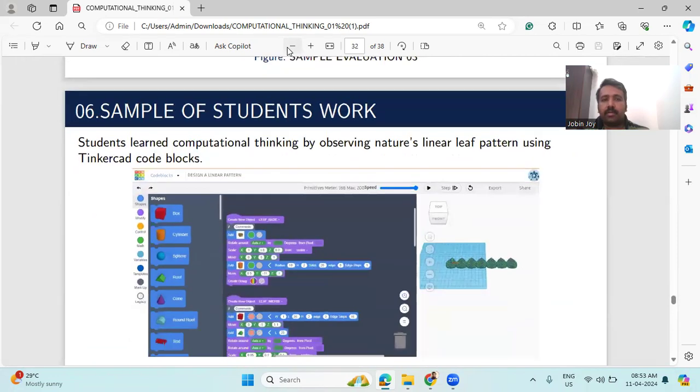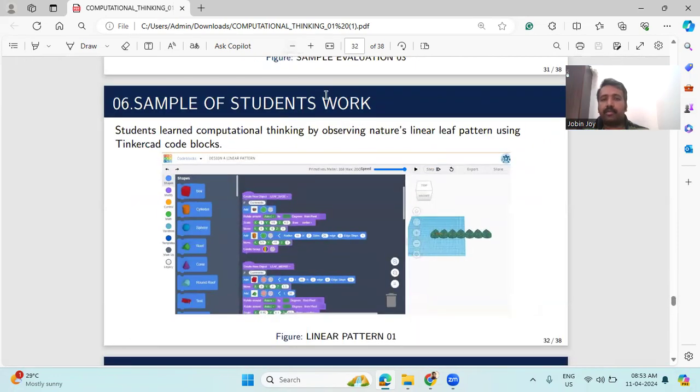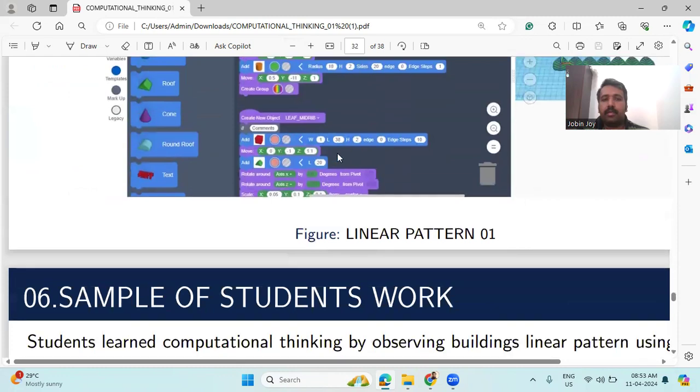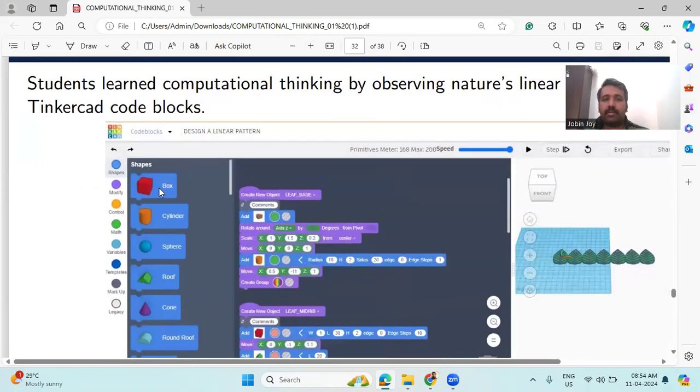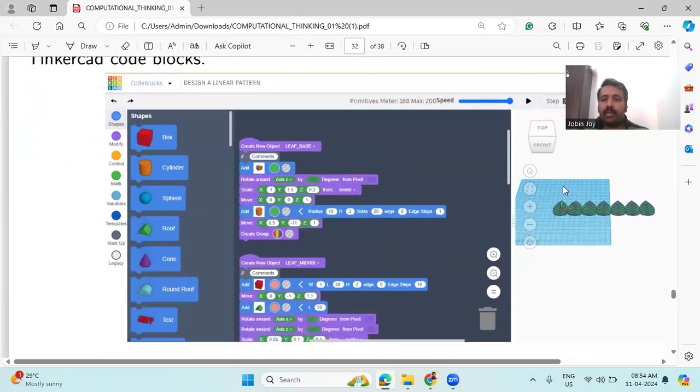Okay, so next is the sample of students work. So this is the Tinkercad code blocks. Here you can just click and drag. Here there is a play button. Click the play button, you will get the output here, you will get the design here. This is from nature observation, and this is a linear leaf pattern. That means one leaf is repeating linearly, in one direction. That is what is called a linear leaf pattern.